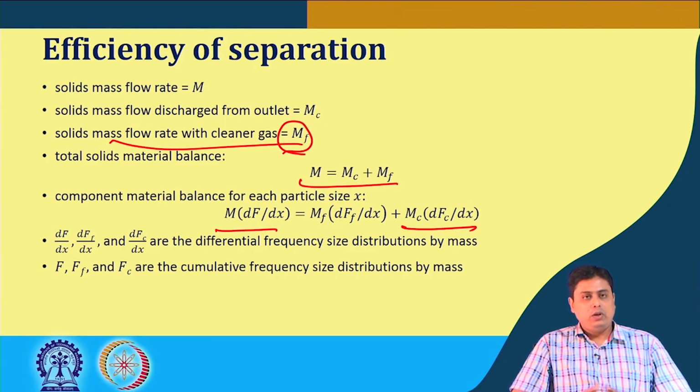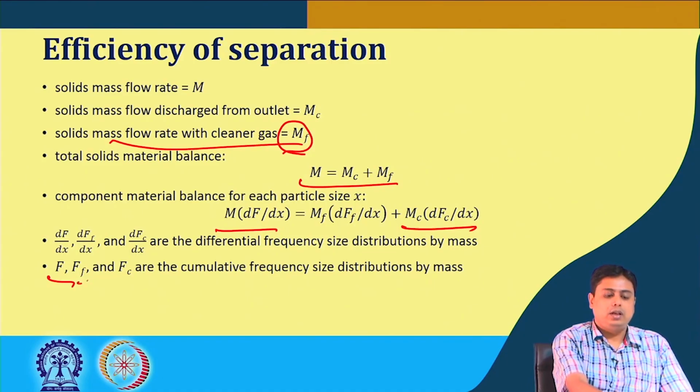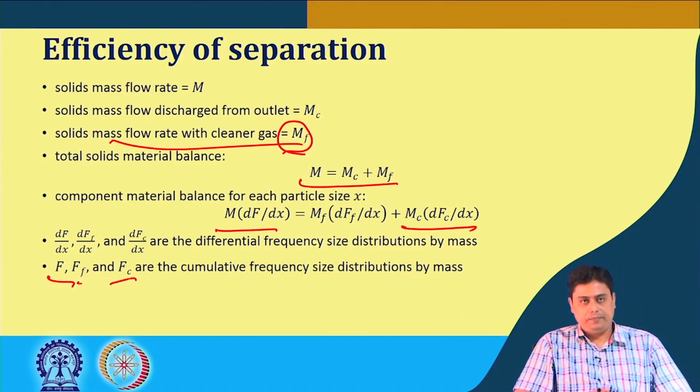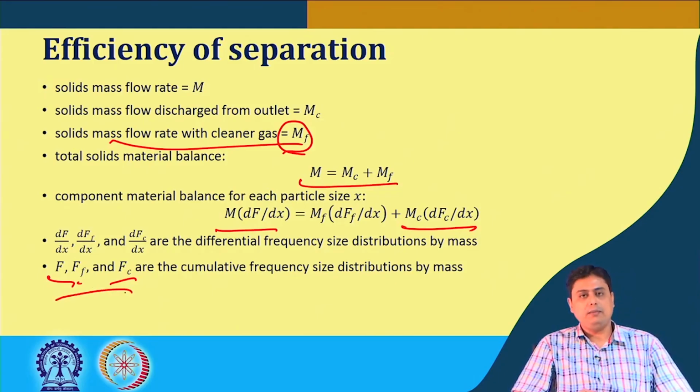Now, we know the relation between the differential size distribution and the cumulative size distribution. So, this F, and F_f and F_c, with the subscripts f and c for the finer and the coarser particles, are the cumulative frequency size distributions by mass.